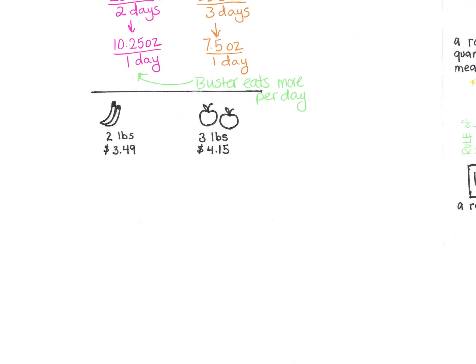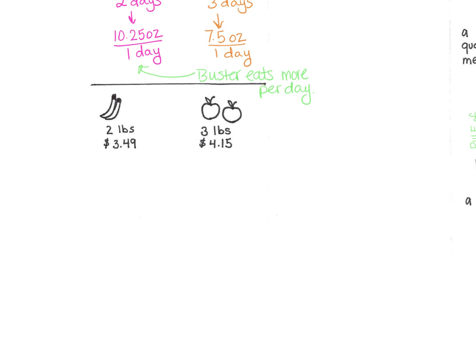If we wanted to compare the price of food in a grocery store, we could also set up a unit rate. We're going to set up the unit rate with money in the numerator. $3.49 per 2 pounds for the bananas and $4.15 per 3 pounds for the apples. In our calculator, we can divide this out. $3.49 divided by 2, and our calculator gives us 1.745.